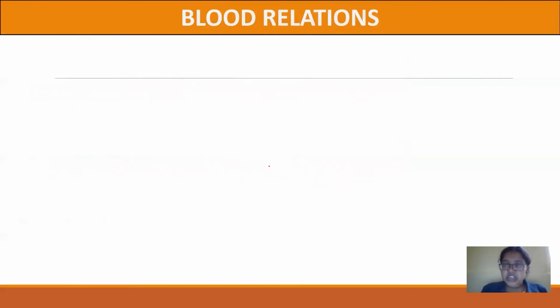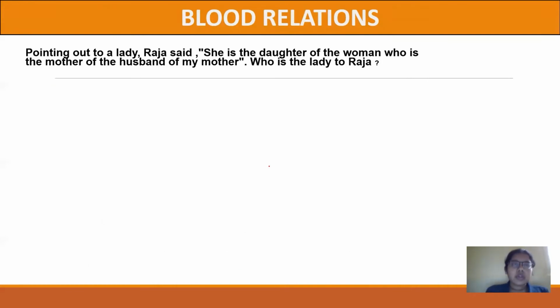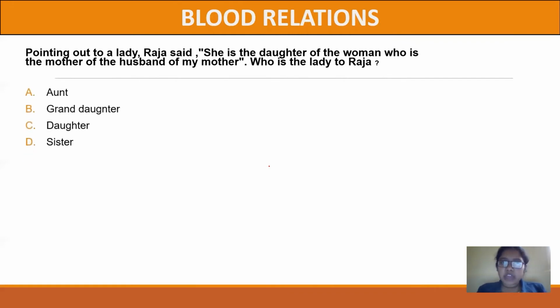Moving to the next type of questions. Now I will take a question based on blood relations. Pointing out to a lady, Raja said, she is the daughter of a woman who is the mother of the husband of my mother. Who is the lady to Raja? And we have the options: aunt, granddaughter, daughter, sister.